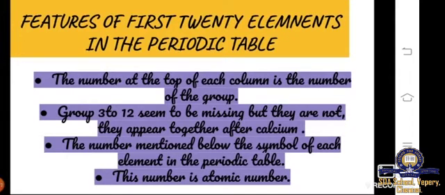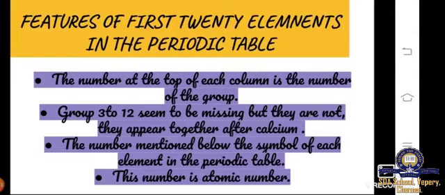Features of the first 20 elements in the periodic table. So what are the characteristics? The number at the top of each column is the number of the group. Yes, so when all the elements are placed, the number at the top represents which group. Here groups 3 to 12 seem to be missing. They do not appear together after calcium. So what they are saying is that 3 to 12 seem to be missing, but it's not missing. It is arranged after calcium.